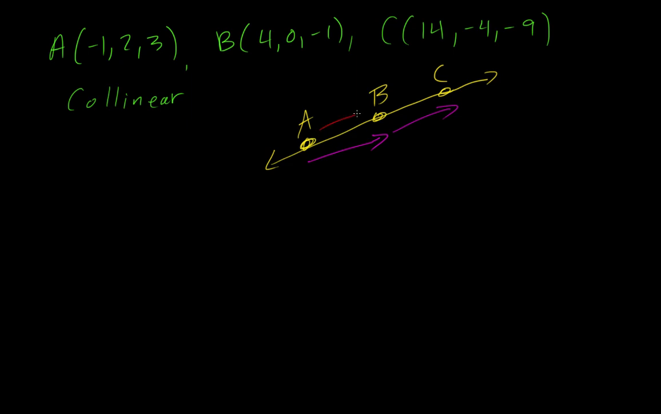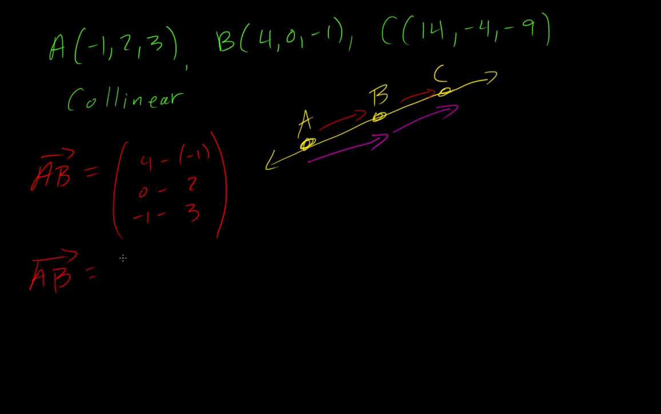So we're going to say AB and BC. So if we find AB, we're going to do B minus A. So 4, 0, negative 1, minus negative 1, 2, 3. And when we do that, AB is equal to 5, negative 2, negative 4. Okay, now we're going to do the same thing for BC.